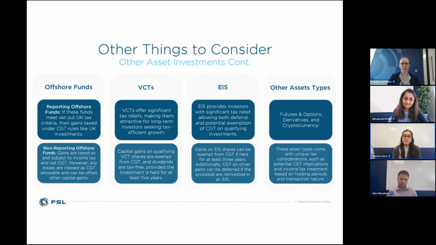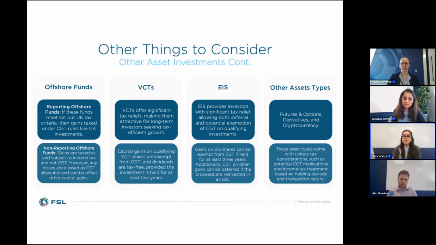Very similarly, EIS, again, if your investor is investing in these, it's just making sure that they are aware that there are different rules that govern these, and making sure that you are using the correct rules to benefit your investor with all of these as well.